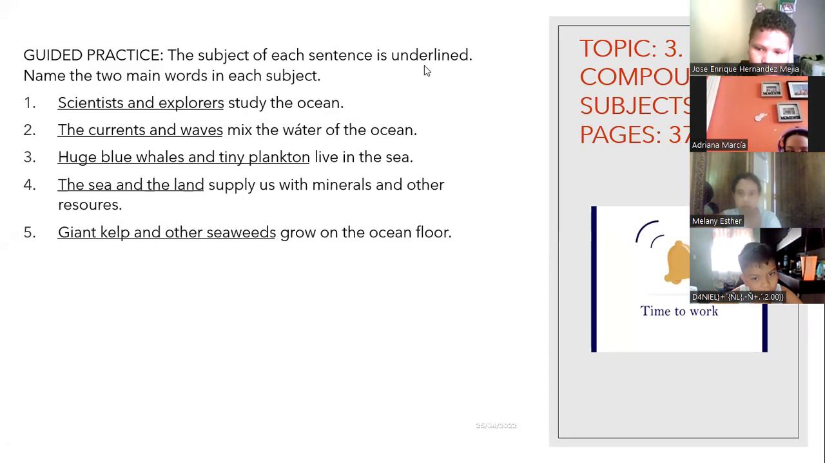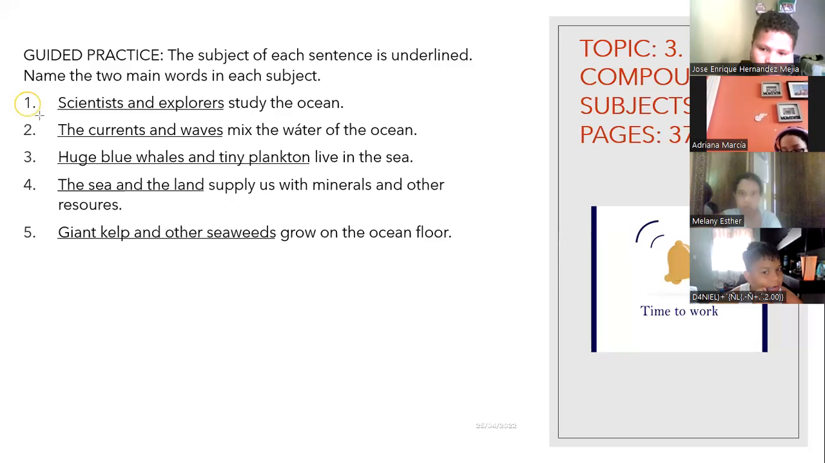We need to copy these. Look at this one. It says, the subject of each sentence is underlined. Name the two main words in each subject. The two main words that made that compound subject. Copy only the underlined information, please, okay?